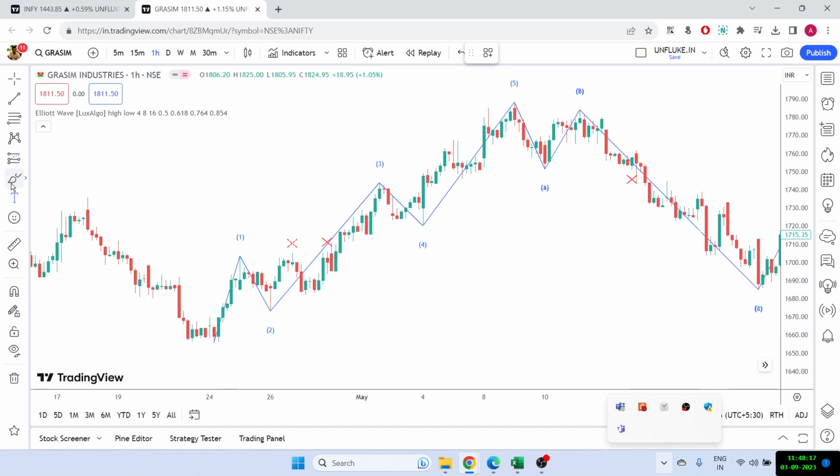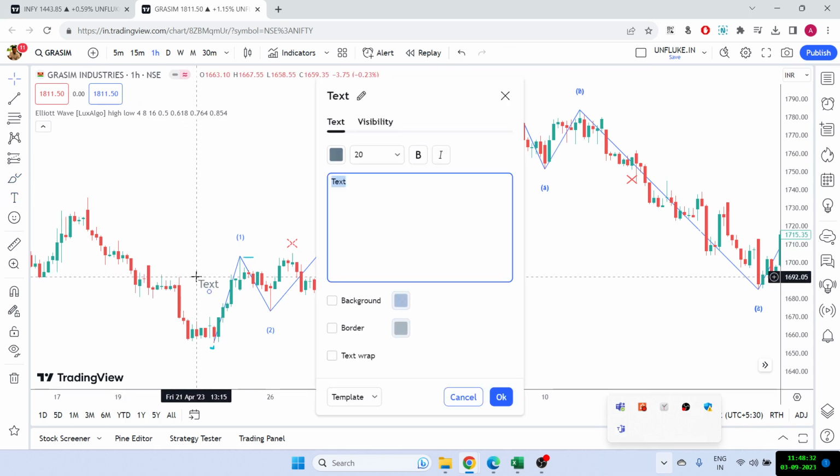If we talk about the initial movement, I'm showing you Grasim on the 1 hour time frame. We can see that Grasim started to move from here and it went up all the way till here. This is where we put number one. So this is called wave number one, and this is the impulsive wave.